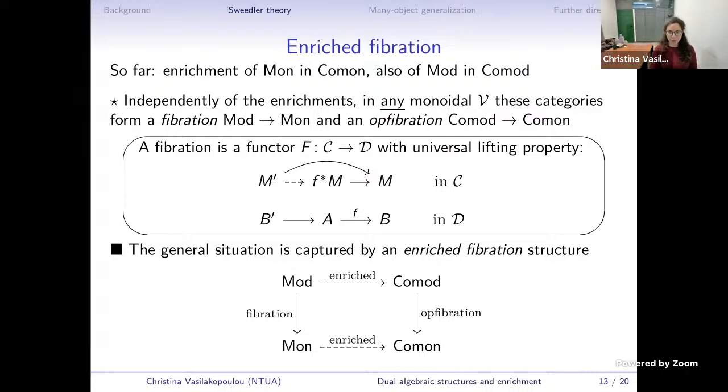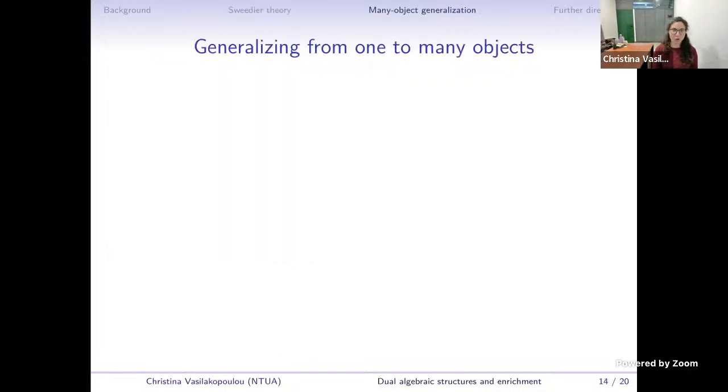Great, let's take a deep breath. This is the end of the Sweedler theory, together with enriching fibrations here on the level of algebras and coalgebras. Let me check the time, we're doing great. We are very ready, I hope, to go on to the next level. Okay, algebras enriched in coalgebras, modules enriched in comodules, a bunch of fibrations and not fibrations flying around.